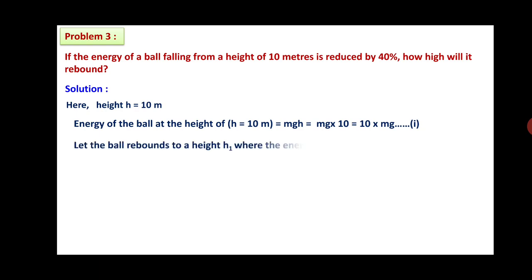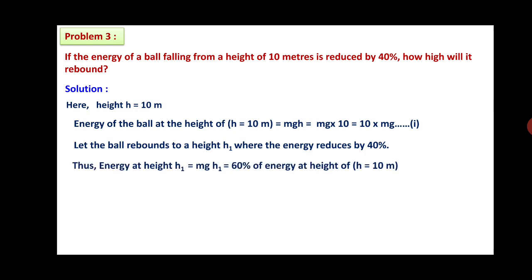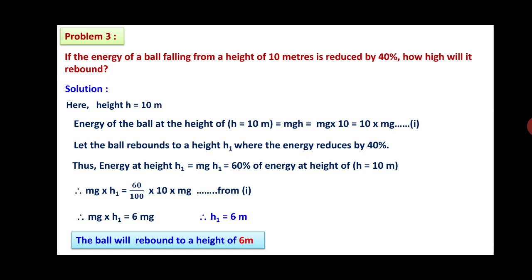It is equation 1. Let the ball rebound at a height of h1 where the energy is reduced by 40%. Thus, the energy at height h1 is equal to mg h1, which is nothing but 60% of the energy at height h, which is 10 meter. Therefore, you can write mg into h1 is equal to 60 upon 100 into 10 into mg from equation 1. Therefore, mg h1 is equal to 6 mg. Here mg gets cancelled and you are getting h1 is equal to 6 meter, means the ball will rebound to a height of 6 meter.